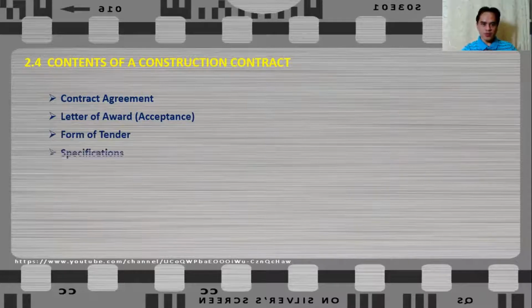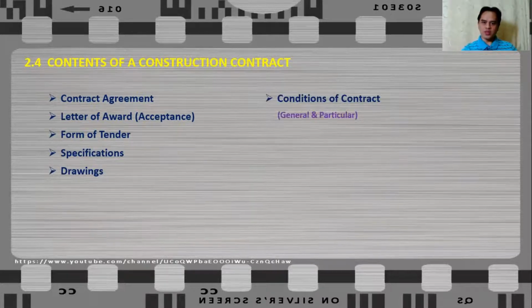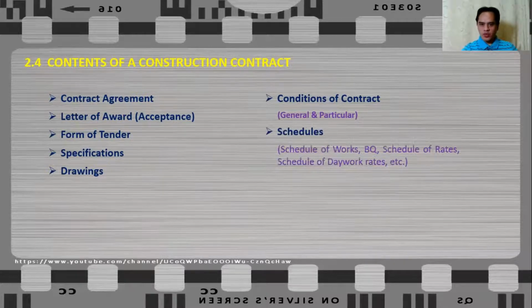Form of tender, specifications, drawings, conditions of contract. So there can be a general condition and a particular condition of contract. Also schedules: schedule of works, bill of quantities, schedule of rates, schedule of day work rates, and so on. And there are the other documents.